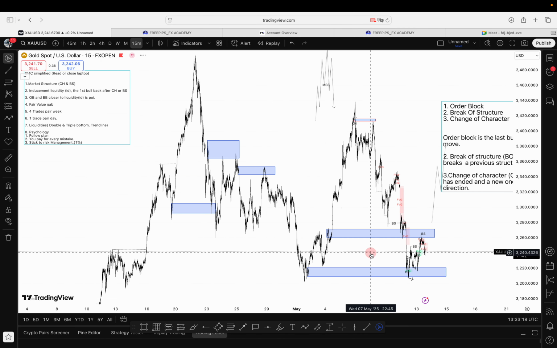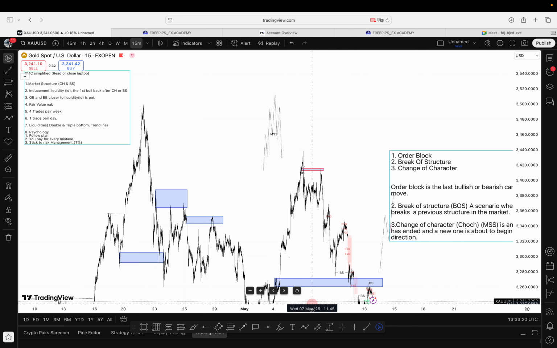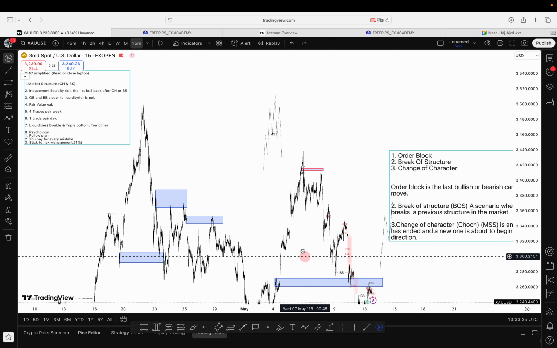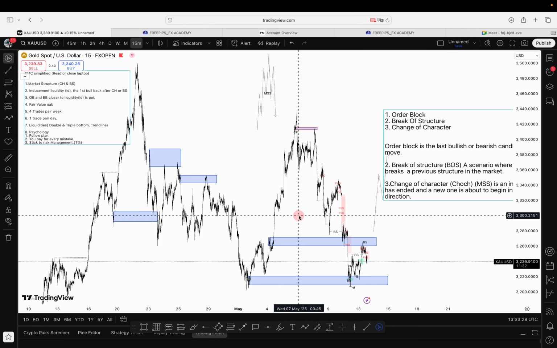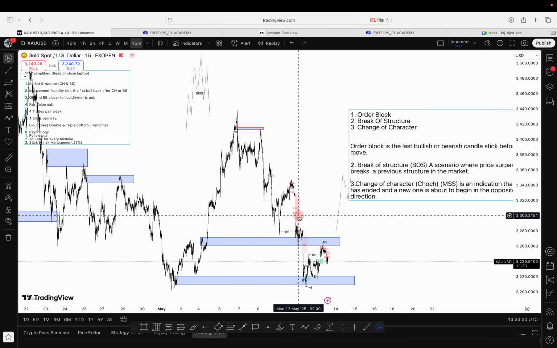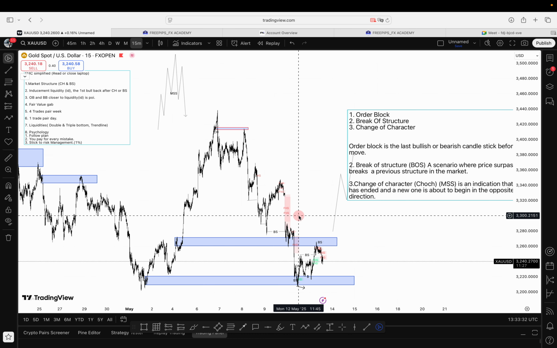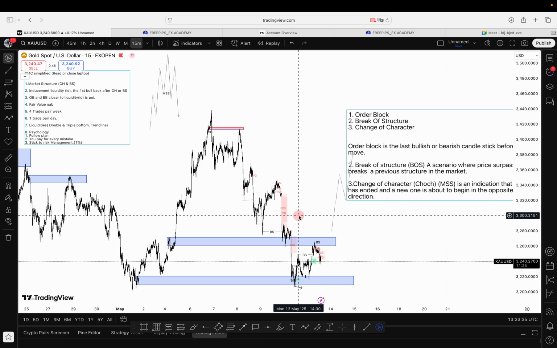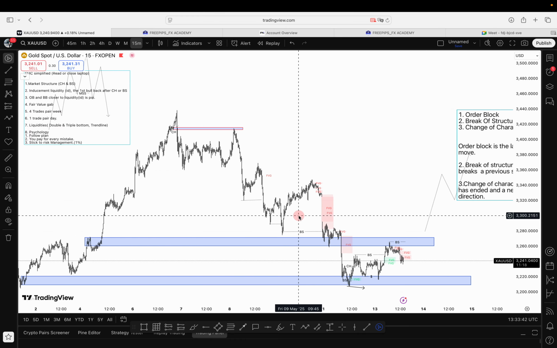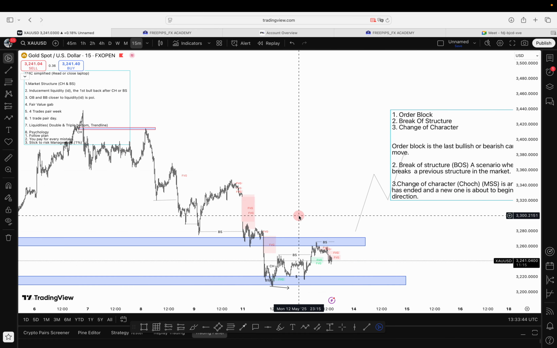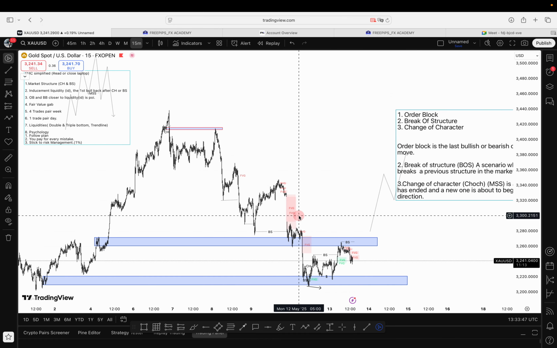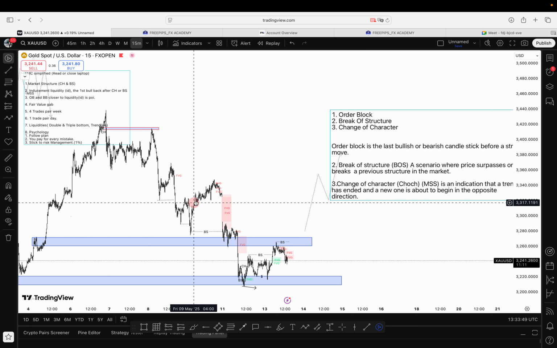So concept, if I may ask, for example, the things that you've taught me: breaks of structure, change of character, inducement. It's enough for you even to identify a market and even backtest on a demo account. Yes. It's a strategy you can use. Whenever we have a break of structure, you wait for a pullback. You identify your order block.